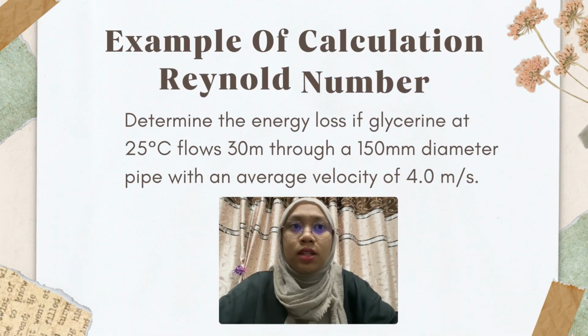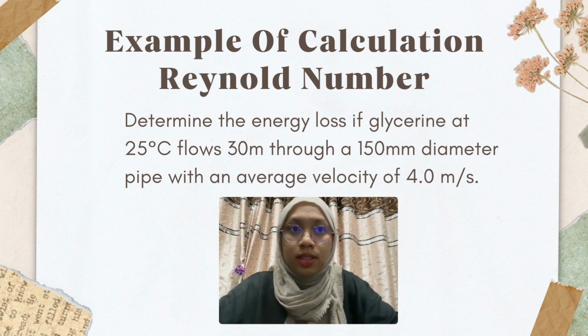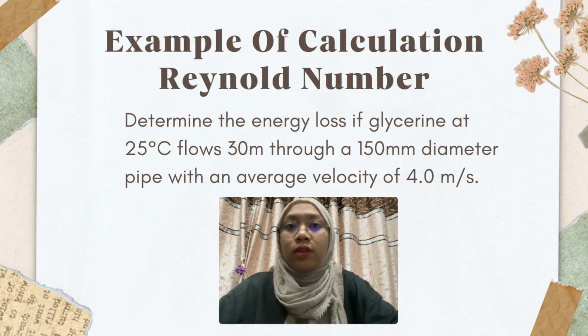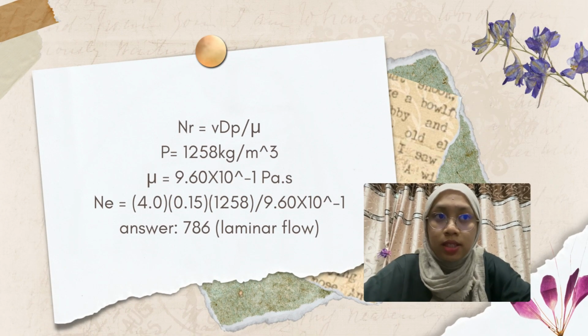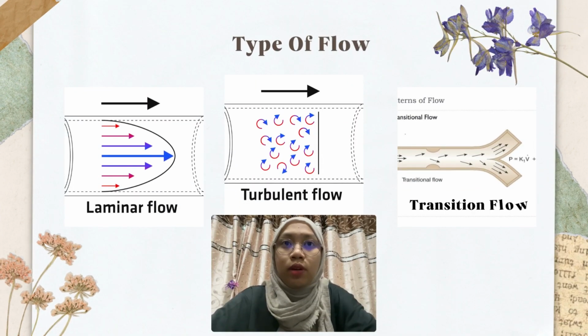Example of calculation of Reynolds number. Determine the energy loss if glycerin at 25 Celsius flows 30 meters through a 150 mm diameter pipe with an average velocity of 4.0 m per s. And this is the calculation, and the answer we get is 786. And these are the types of flow.